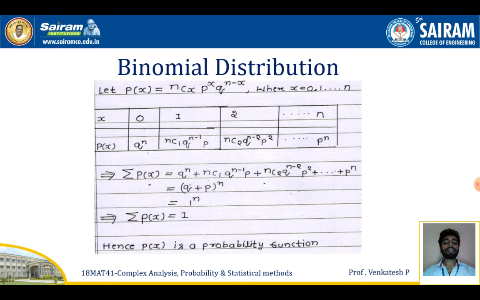From the binomial expansion we have q plus p whole power n. If I expand q plus p whole power n, I'll get the same equation again. And from Bernoulli's theorem, we already know the sum of the two probabilities will be equal to 1, that is q plus p will be 1. So I got 1 power n. Since 1 power n will be 1, I got summation P of x equal to 1. So hence P of x as a probability function is satisfied.